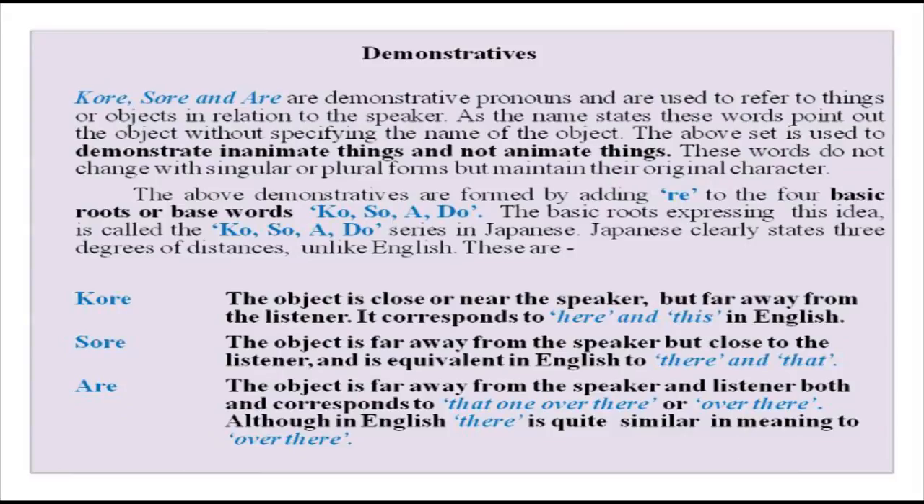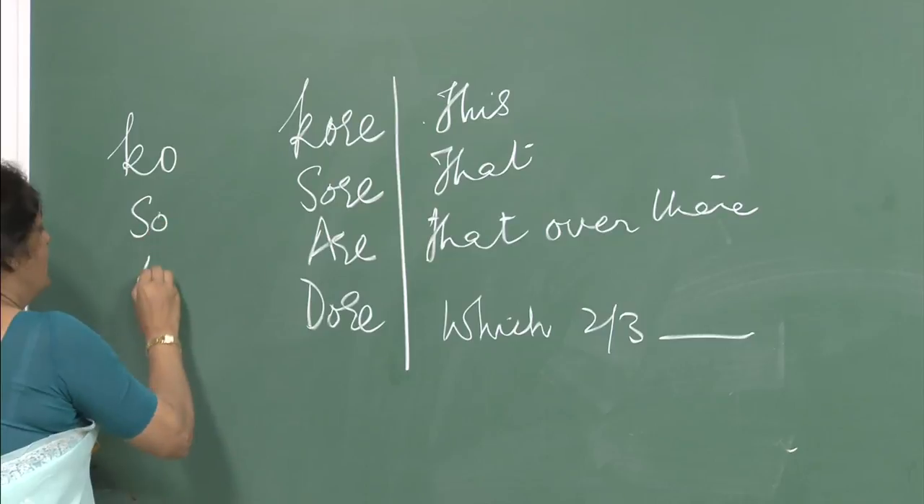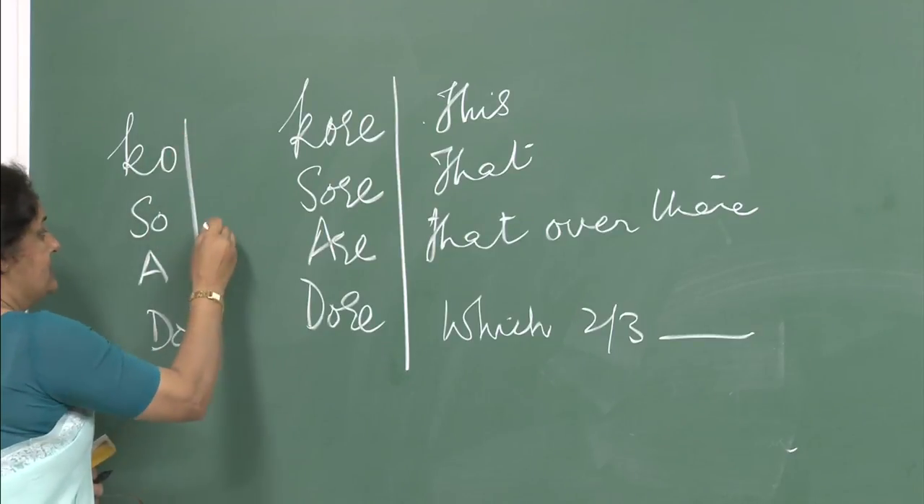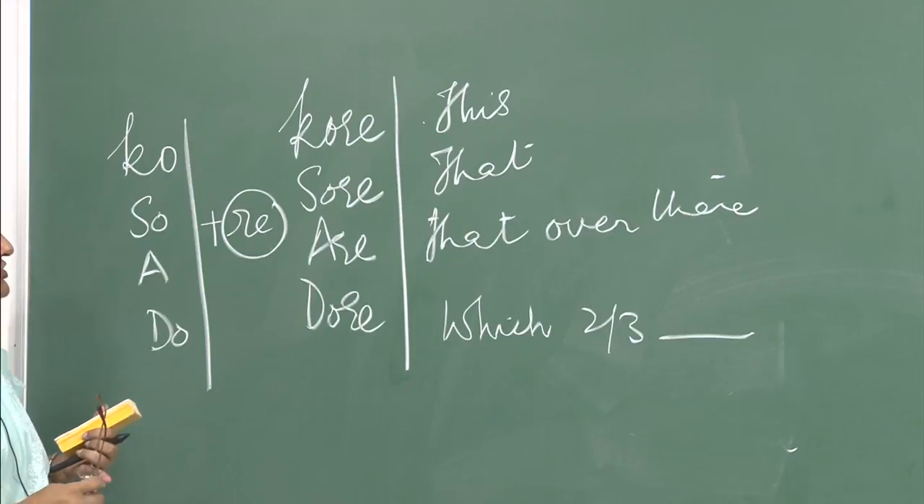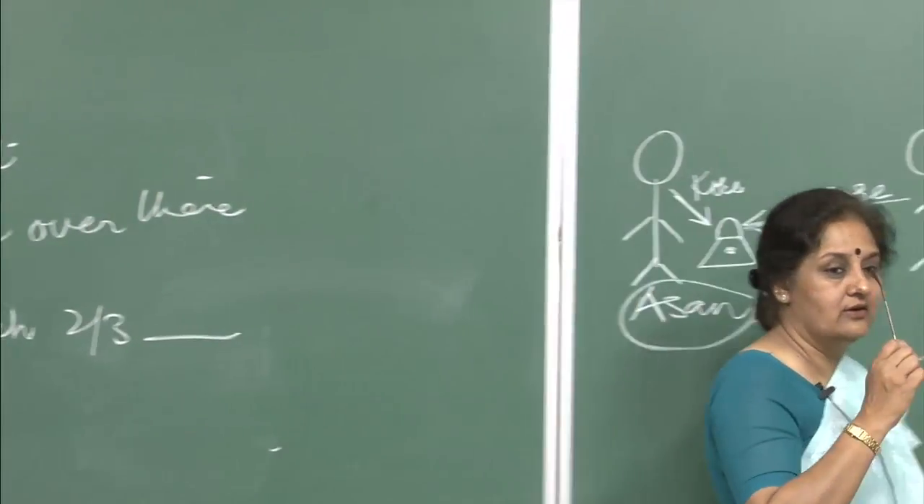Now we have kore, sore and are. These are demonstratives, as I told you, they are demonstrative pronouns and they tell you about the object. But please remember, this set of kore, sore, are and dore only talks about inanimate things, only about non-living things, only about objects where they are with reference to the speaker. Now this kore, sore, are, dore is made from the base ko, so, a and do. To this base we add re, and thus it becomes kore, sore, are and dore, and is to be used only for non-living things or objects only.